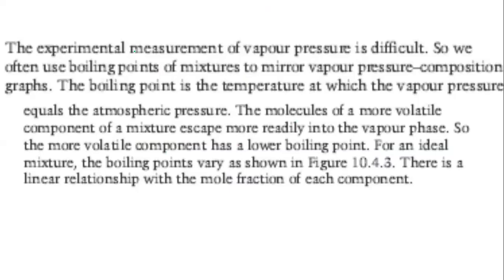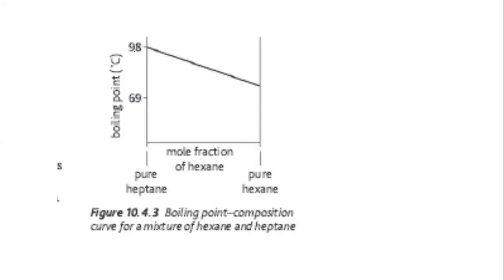Now when we are doing experiments, if we are going to carry out an experiment, it's hard to find the vapor pressure. And so using the boiling point to see the relationship between the molecules, which one is more volatile and which one is less volatile, is ideal. That is the best way to show that experimentally. And you can still see a linear relationship with the mole fraction.